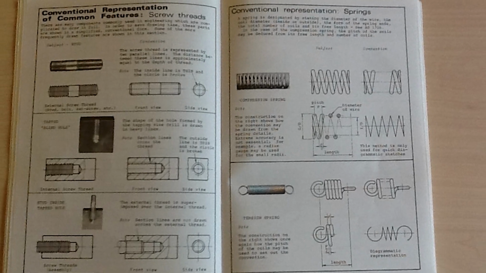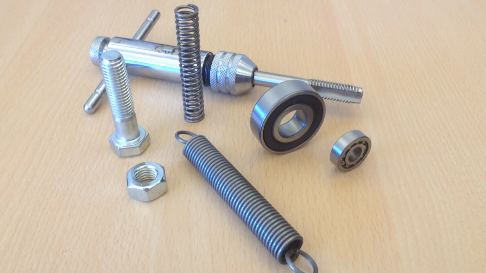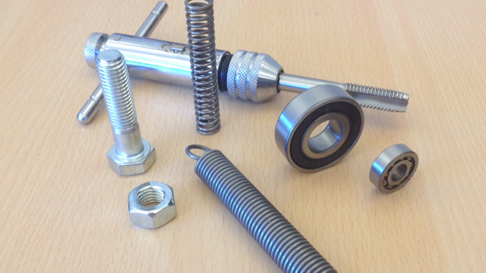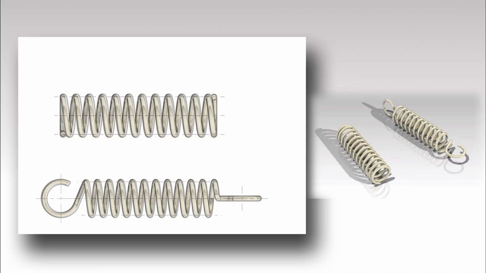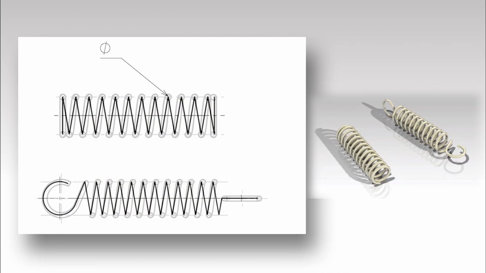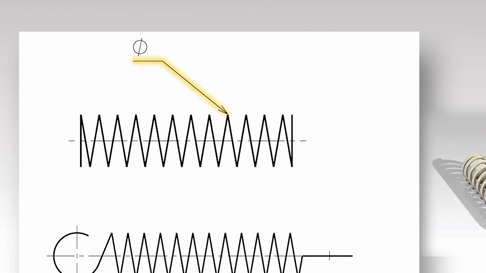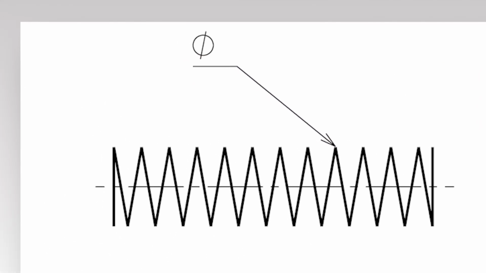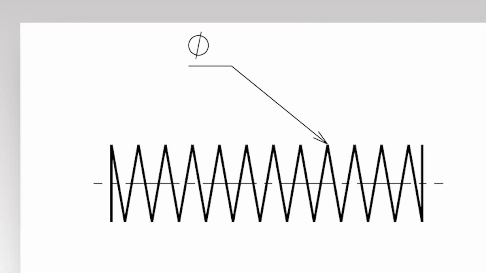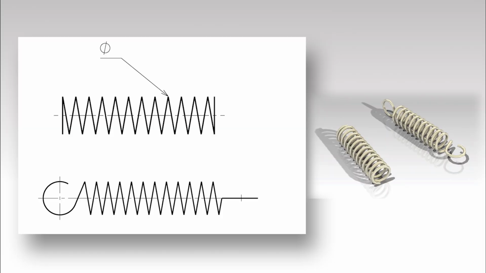Another simplified representation for items commonly used in engineering is the conventional representation used for springs. Instead of drawing every detail of the spring, a zigzag line can be used. A leader showing the diameter symbol indicates that the spring should be made out of round wire. If a square wire is used, a square symbol is shown at the leader. Springs are cylindrical items, so a center line should also be drawn.